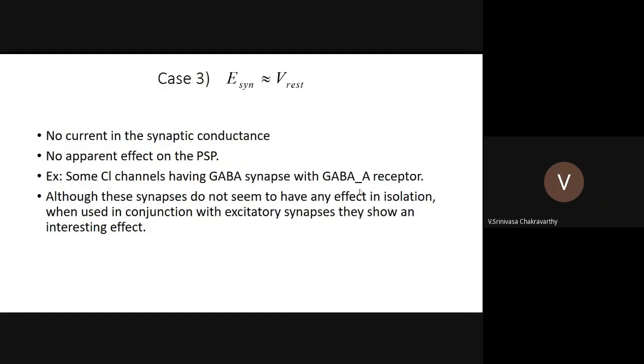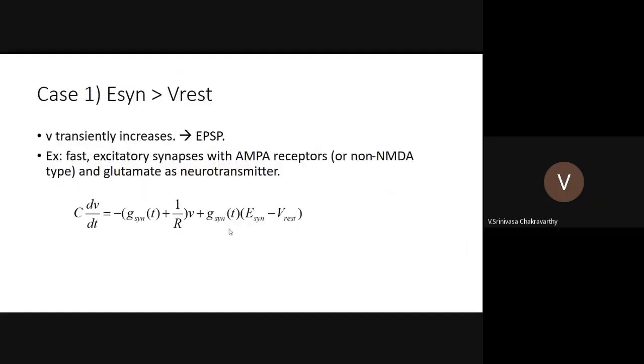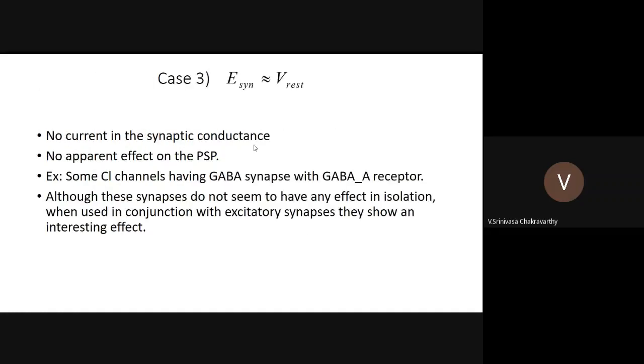Now, a more interesting case occurs when E_syn is roughly equal to V_rest. So what happens then? Nothing should be happening, right? The channels open, but nothing happens, because when these two quantities are the same, this is zero, so there's no external current injected. All that happens is this coefficient of V briefly increases and comes back to 1/R. So there will be some small blip, but no major PSP occurs, because this term, which is like external input, is zero. So it looks like a useless case, but something interesting happens. I'll tell you in a second.